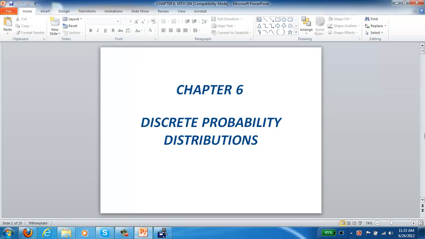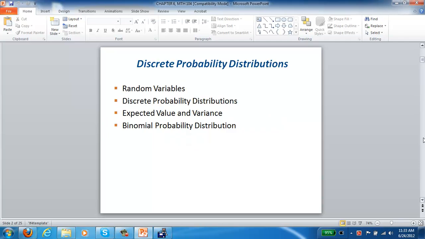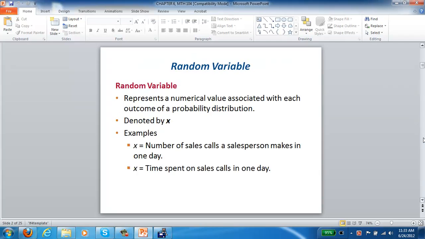Chapter 6, Discrete Probability Distributions. This is a small summary of what we have to cover for this chapter. So a random variable represents a numerical value associated with each outcome of a probability distribution.